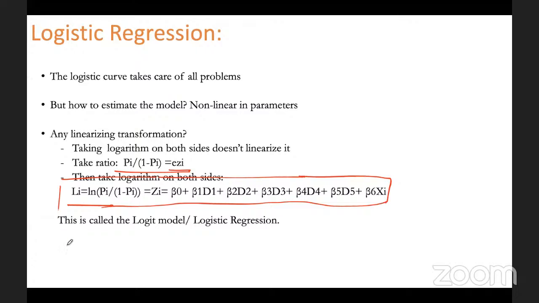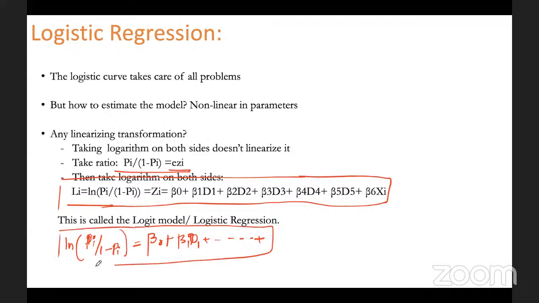So the logit model is log of pi by 1 minus pi, equal to beta naught plus beta 1 d1 plus so on. This equation is called the logistic regression equation or logistic model, right? So yes, this equation is called the logit model.